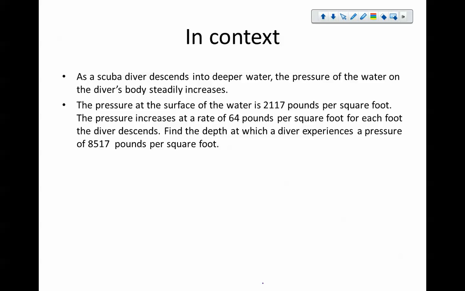All right, finally, another context question for you. A scuba diver descends into deeper water. The pressure of the water on the diver's body steadily increases. Let's draw a picture of what's happening. Here's our water, and here's our scuba diver. Here's Scuba Steve. Hi, Scuba Steve.